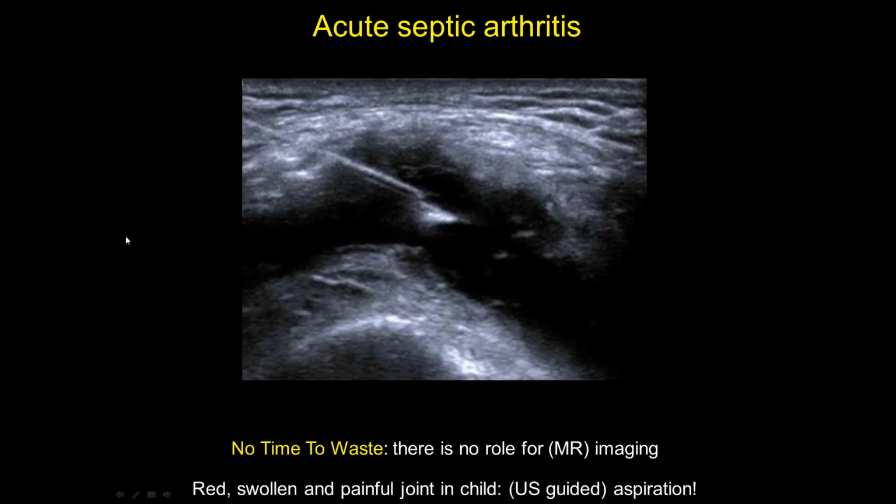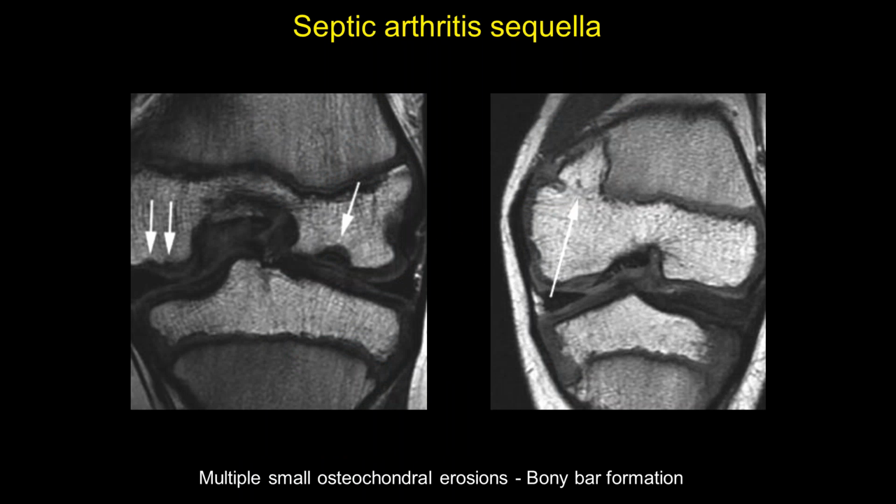The better way to go indeed is to do an ultrasound-guided aspiration, and this is what we would do in clinical practice. Later on, if we do an MRI, then we can see sequelae of septic arthritis when the disease has healed. Very often we will see multiple small osteochondral lesions, typically seen on both femoral condyles. And there is the bony bar again. We can see bony bar formation in these children.